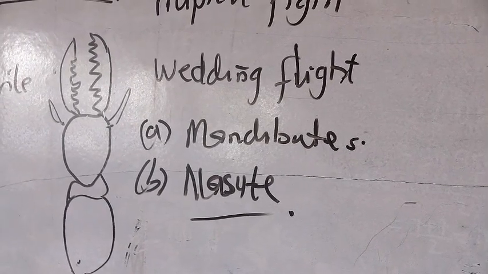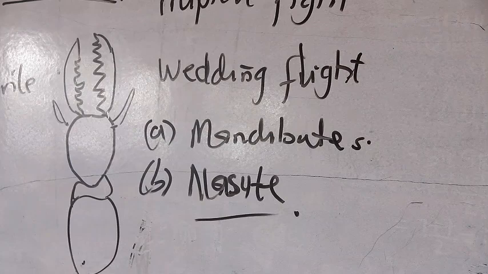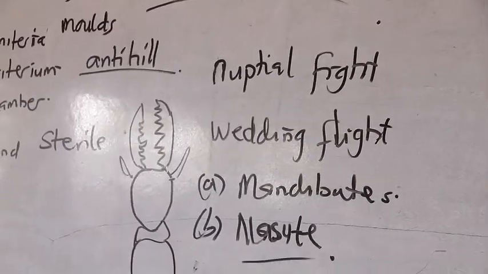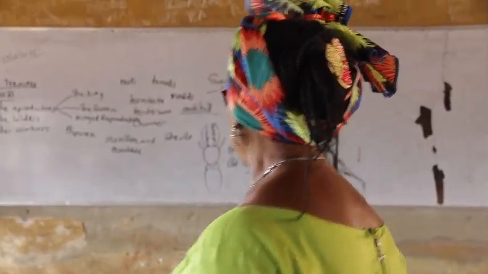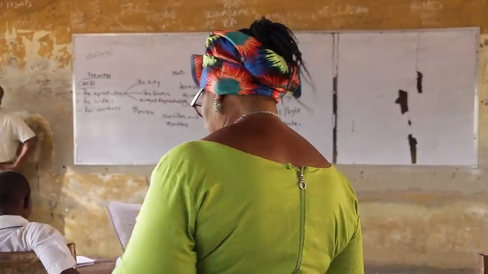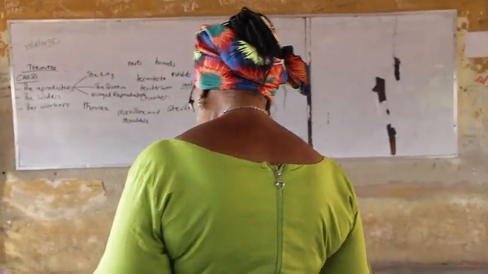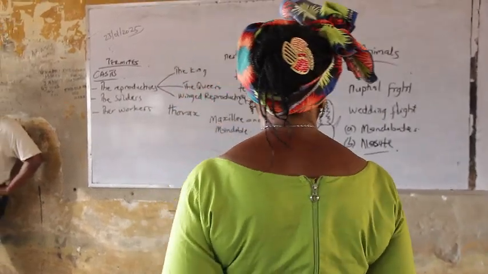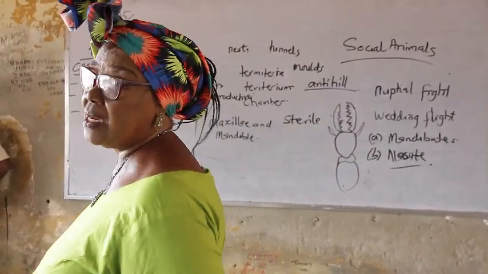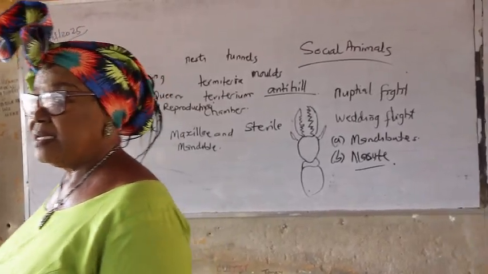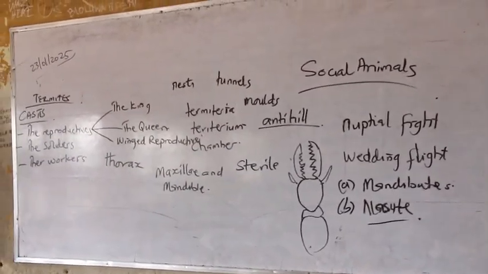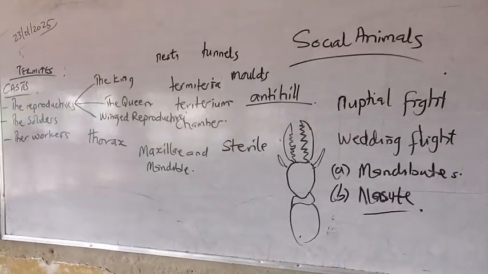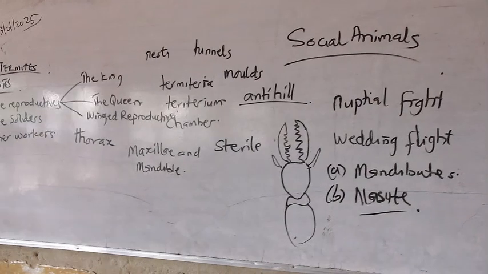Then the nasute soldiers use their mandibles to inject poison into any intruder. Their own function is to inject poison. All right? What's the function of the soldier termites? Thank you. So write it.